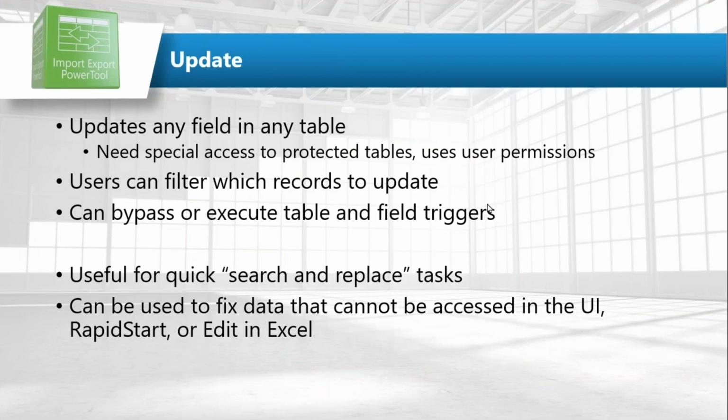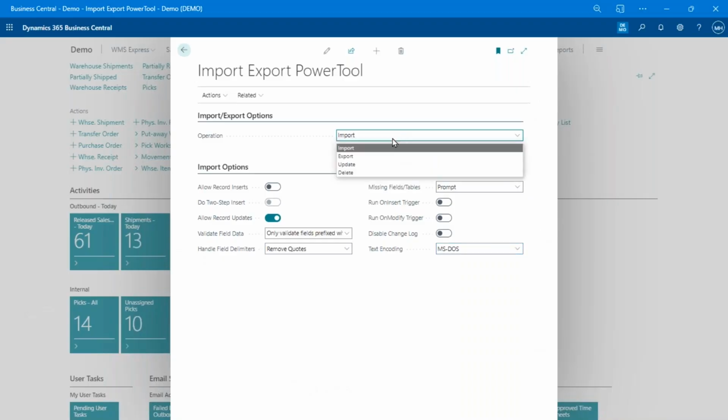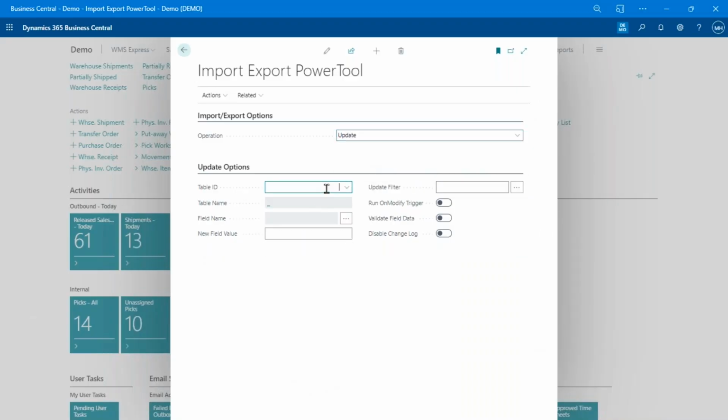Let's talk about update. So again, we can update any field in any table, including non-editable fields, protected fields, all of that kind of stuff, which makes it very easy to do sort of a search and replace. And this is handy if it's a field you can't edit in Excel or it's hard to export and manipulate and import. So that update makes it pretty nice for fixing quick data issues or quickly fixing data issues. And it's really straightforward. It's exactly what you'd expect.